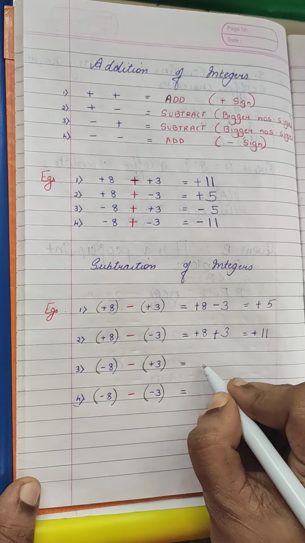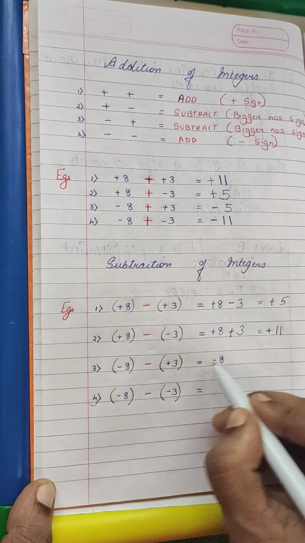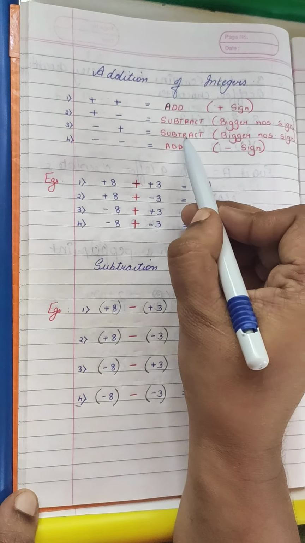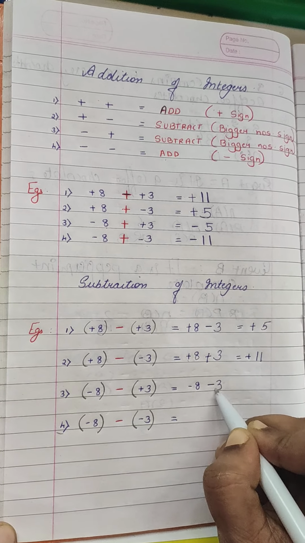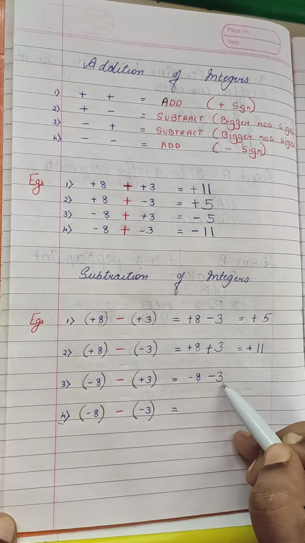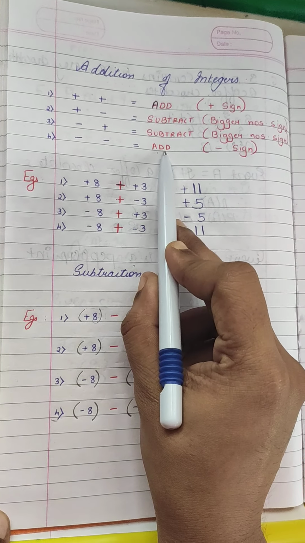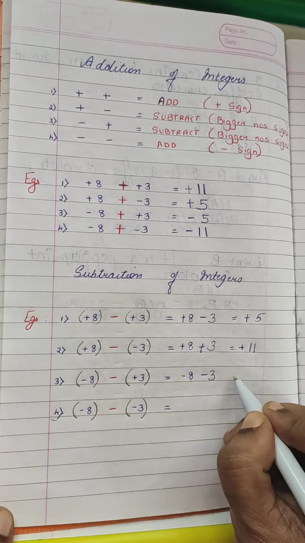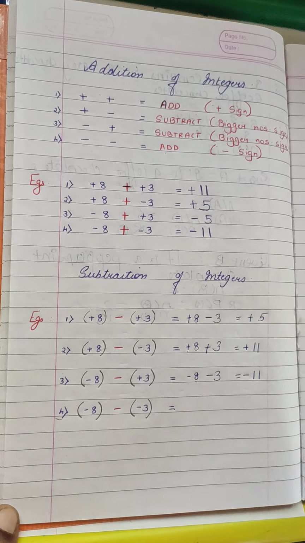Next, minus 8, that is the first number, I will write as it is. Minus plus, that is a subtraction. So, minus plus minus 3, I will write as it is. Now, you can see both the numbers are negative, minus 8 minus 3. When you have both the numbers negative, you are going to add them and then put a minus sign. So, 8 plus 3 is 11 and put a minus sign.